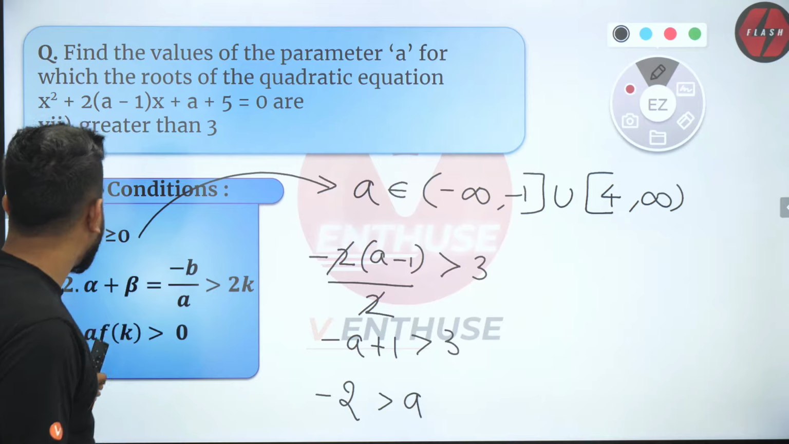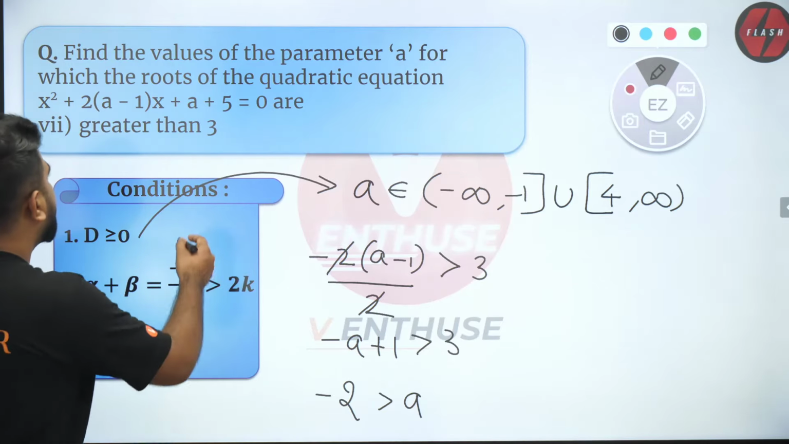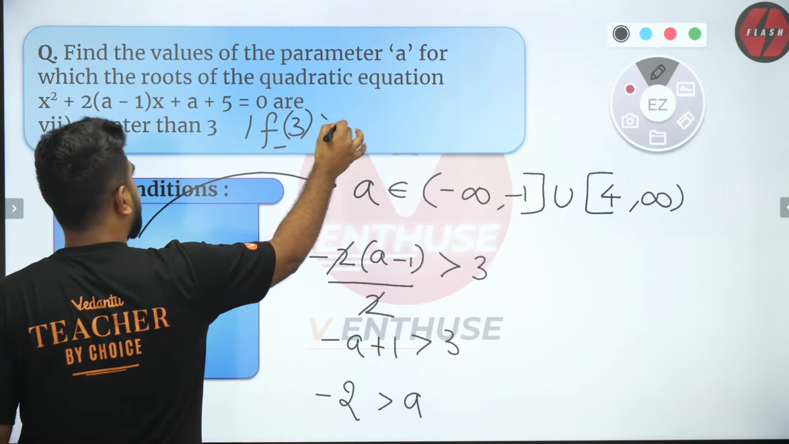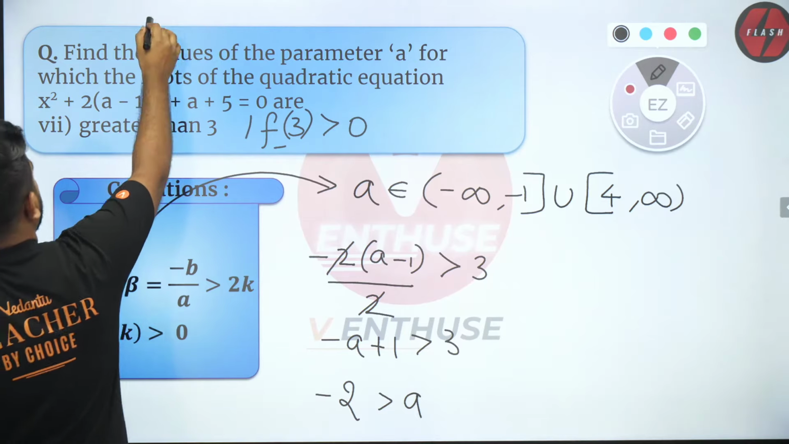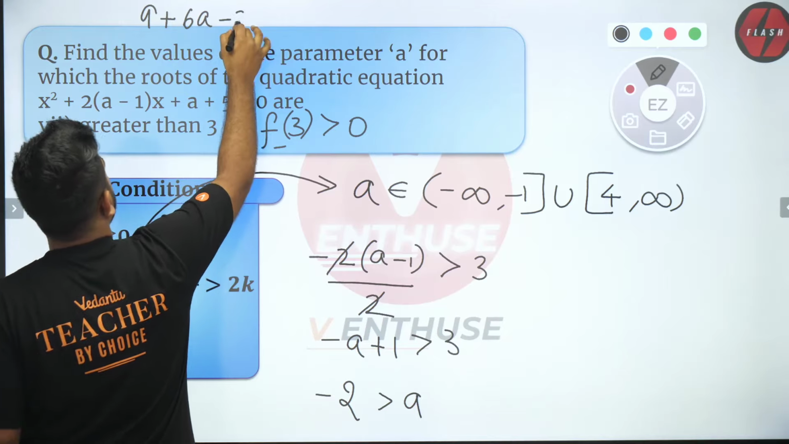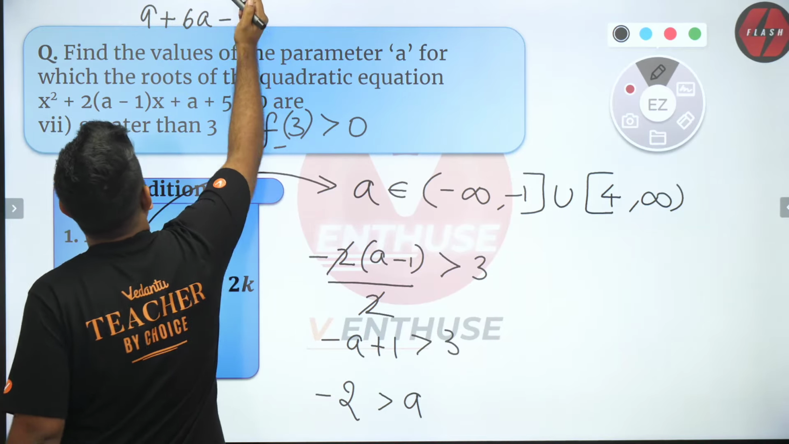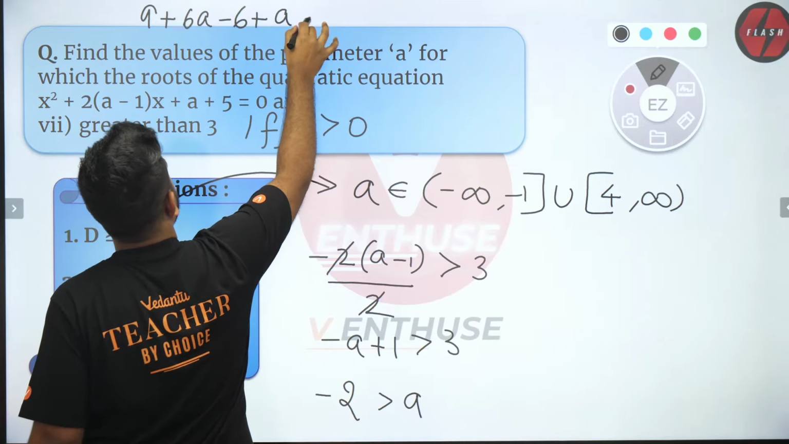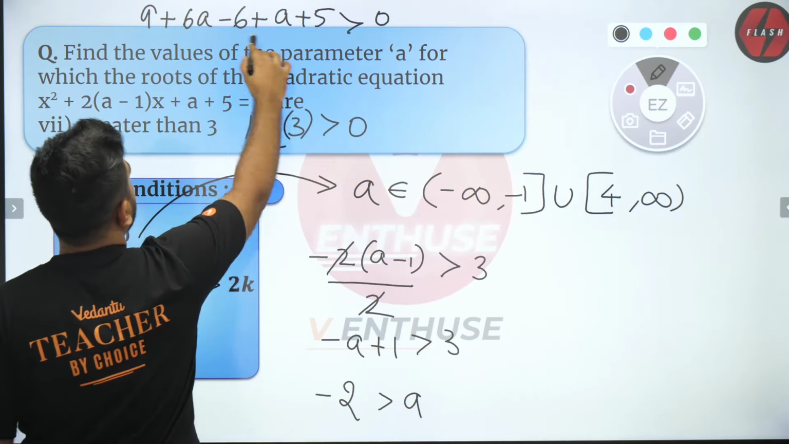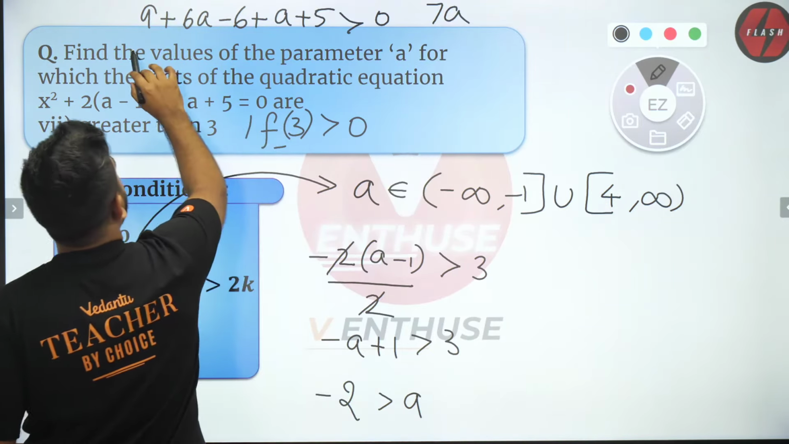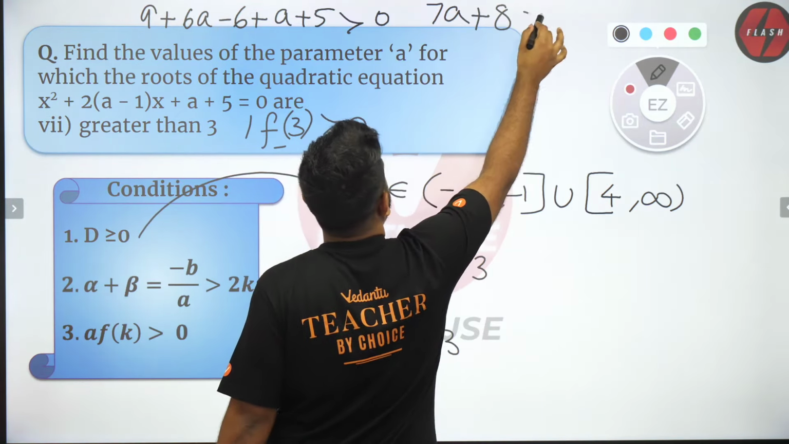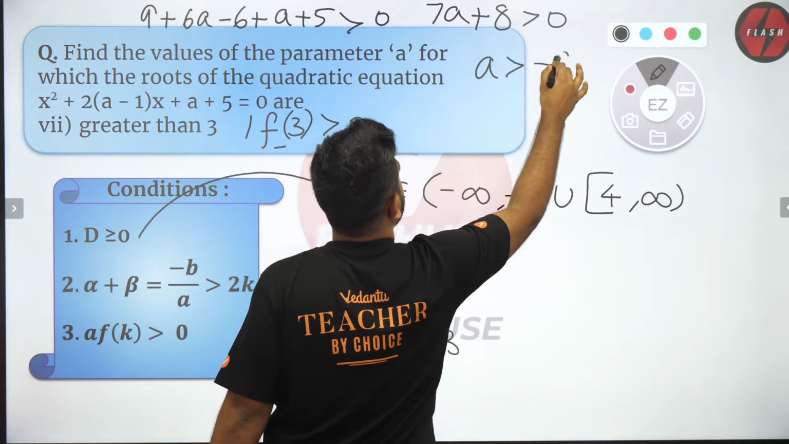The third condition is what? A f of k is greater than 0. That means 1 into f of 3, because a is 1, f of 3 is greater than 0. What is f of 3? It is 9 plus 6a minus 6, right? Minus 6 plus a plus 5 is greater than 0. So what will that be? 6a plus a is 7a, and then you have 9 minus 6, which is 3. 3 plus 5 is 8. So 7a plus 8 is greater than 0. So a is greater than minus 8 by 7.